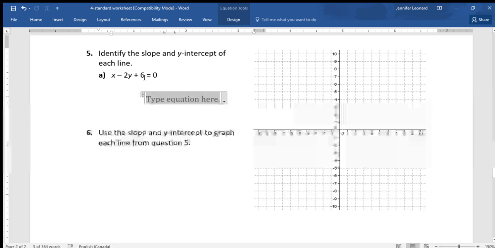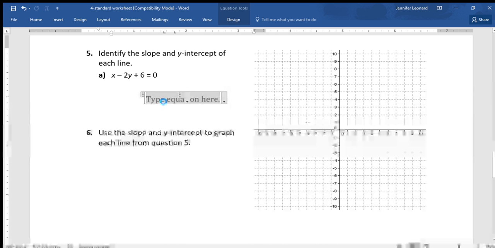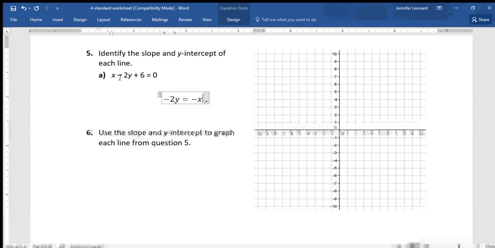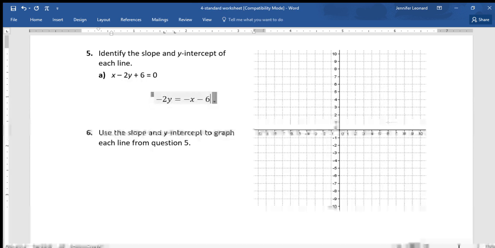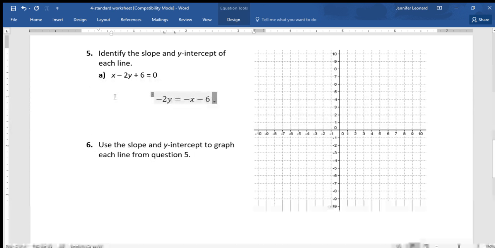Okay, and then I do want to get rid of this 6. So really the only thing we're left with on that left-hand side is going to be a negative 2y. Okay. Now, when I subtract x, I'm going to get equals negative x on my right. And then I'm subtracting 6, so I get a minus 6. Okay, so that's a great start. Okay, we've gotten rid of our x and our 6 from that left side.